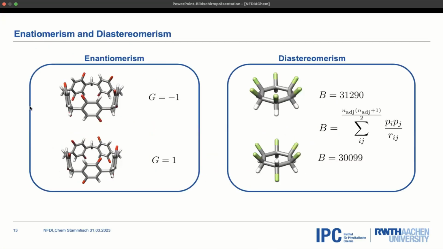So now we can describe enantiomerism, chirality. So for example, here, those are the fragments from the slide before. We see there's a different orientation of the oxygen groups here. So we can really see, okay, those two are enantiomers. Of course, we need to also describe diastereomers.